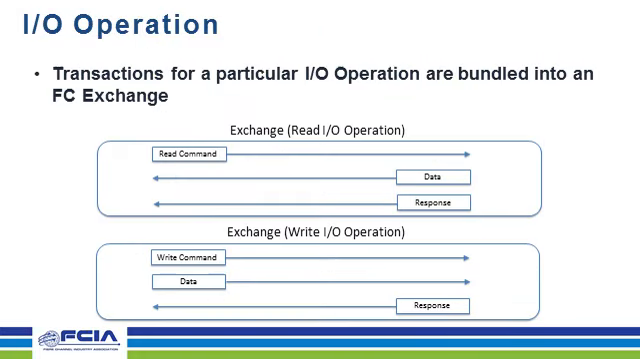And then the I/O operations are mapped into exchanges. So for this example, a read operation would be a read command, data, and a response, and that's mapped into a single exchange. Or if you have a write command and its data and the response, that would be mapped into its own exchange. And this happens for any command, whether or not there's data. You could have just a read, a command and a response with no data, and that would also be its own exchange.